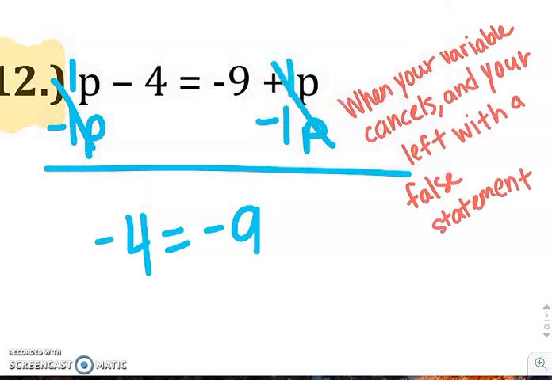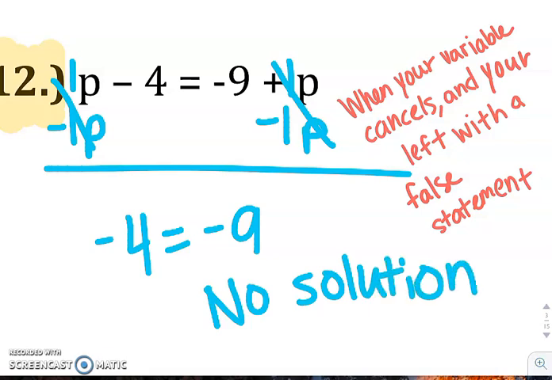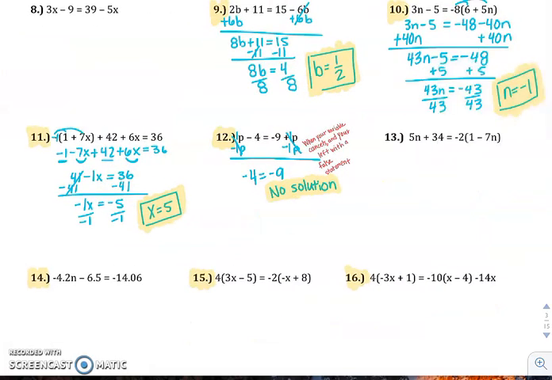So what happens when your variable cancels out and you're left with a false statement like negative 4 does not equal negative 9, then this specific equation actually has no solution. You have no variable left to solve for, and the statement you ended up with was false. If it would have ended up being a true statement, so like negative 4 equals negative 4, it would have been infinite solutions. But no variable left, false statement, this specific equation has no solution. So let's do 15, actually let's do 14 and 16.